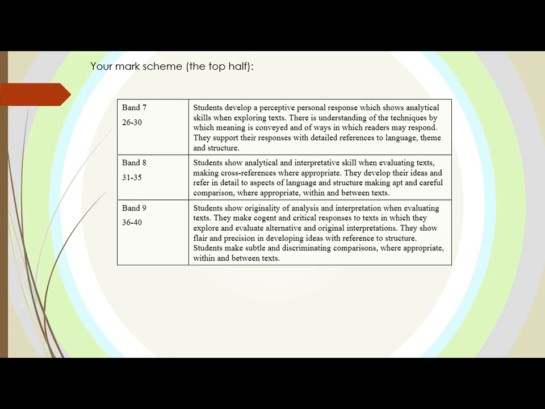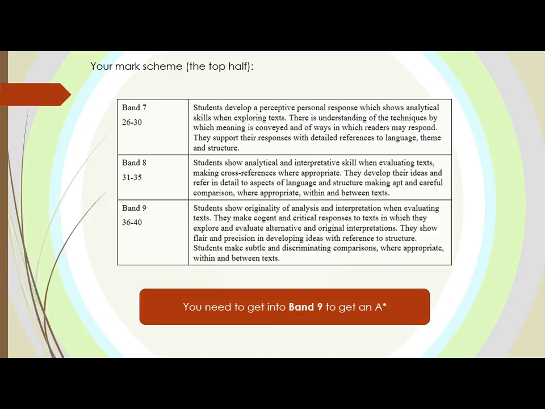Here is the very top of the mark scheme so that you can see what it is that you need to do in order to get the highest marks. We'll come back to this later to pick it apart in more detail. But ultimately, you need to get into band 9 to get an A star.